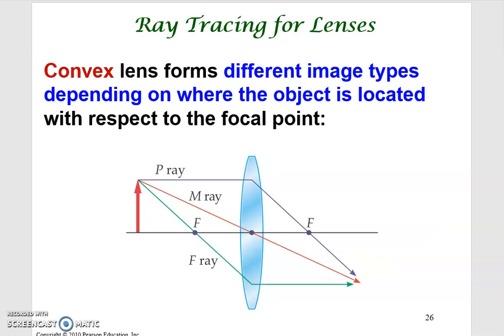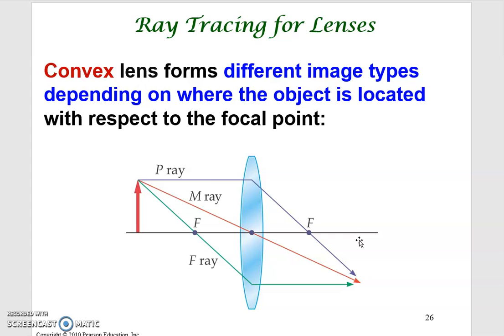Now let's study the convex, doubly convex lens. We still have the focal point on both ends. The P ray is originally parallel, but now it will be bent and pass through the focal point. The M ray will simply go through the center without being refracted. And now the F ray will pass through the focal point on the other side of the lens, but after being refracted, it will be parallel again. So you will see now the three rays intersect at one point, so they will form an image.